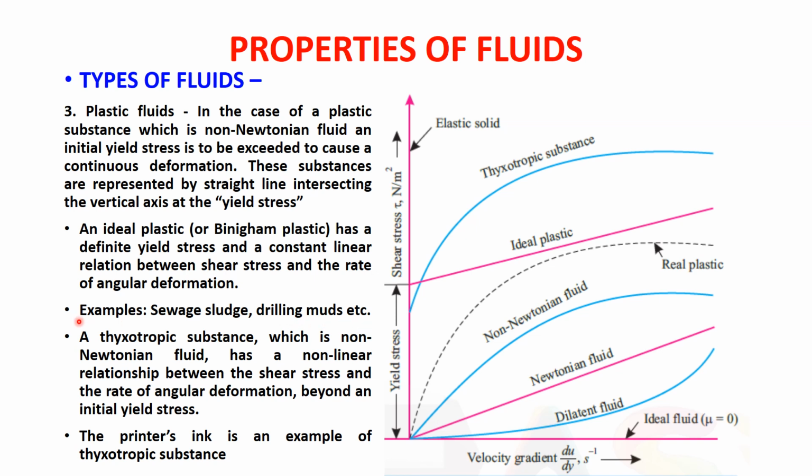A thixotropic substance, which is a non-Newtonian fluid, has a non-linear relationship between the shear stress and rate of angular deformation beyond an initial yield stress. So this is the line which we are speaking about. Printer's ink is an example of a thixotropic substance. So whenever printer ink is there, it comes under a thixotropic fluid.